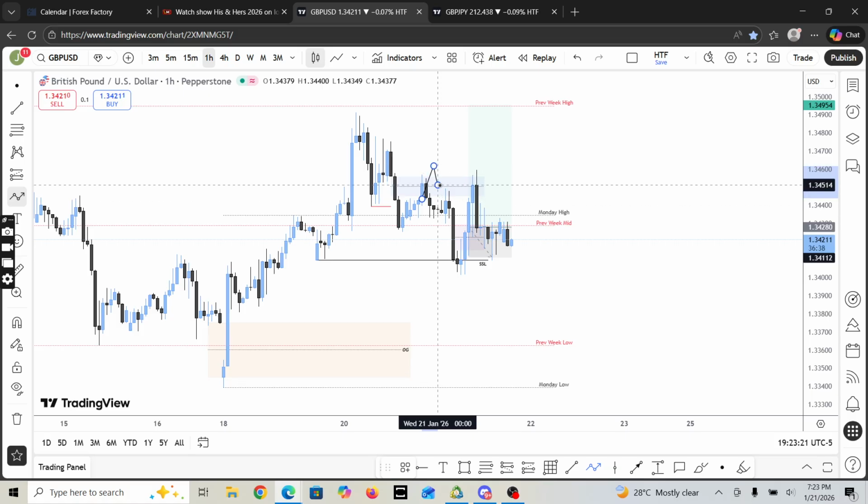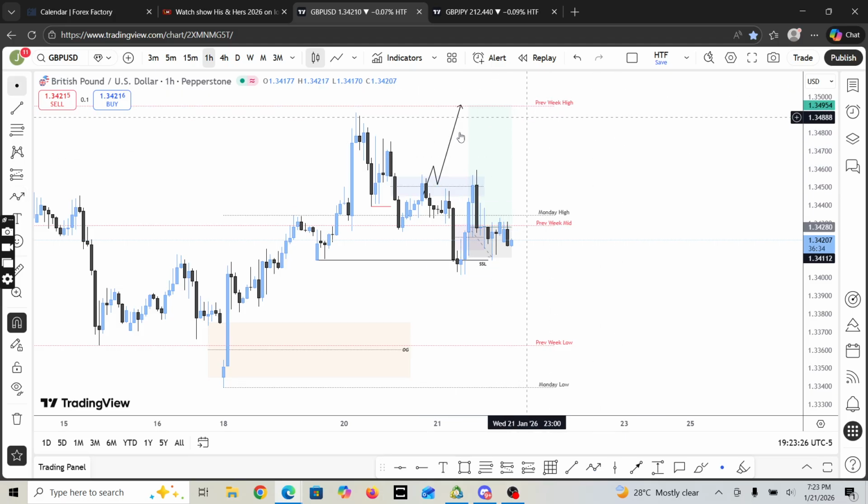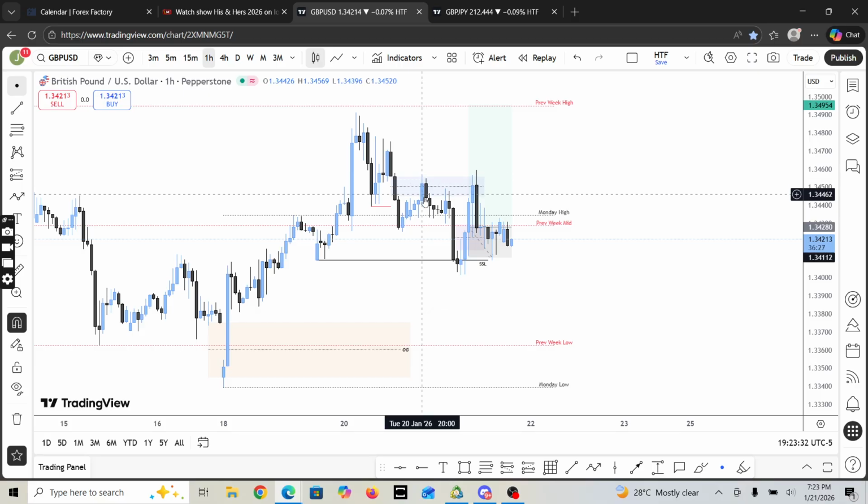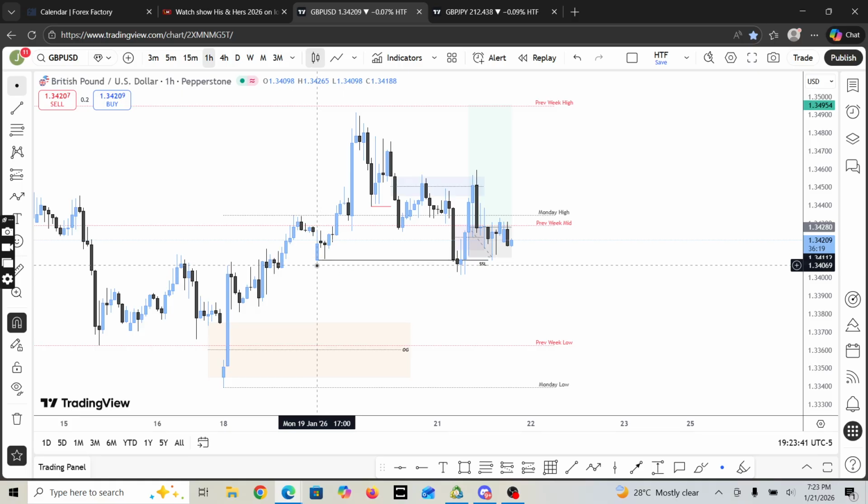If you did this, then I was going to play it to the previous week's high since cable was lagging behind. But you could see that it resisted again, and then it tanked. This is the previous day's low. So this is Tuesday's low. No, sorry, this is Monday's low.